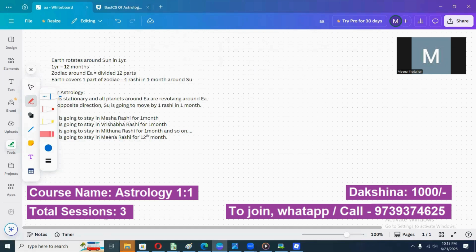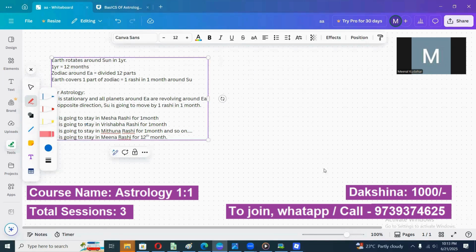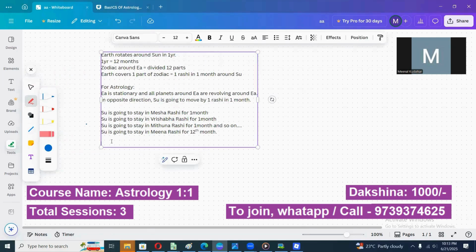Okay. Now, let us type that also, just for the sake of our understanding. So what we are saying is, beginning of the month of Chaitra, Sun is going to enter Mesha Rashi. Right? This we all know. This is all astronomical. Nothing about astrology. Correct?